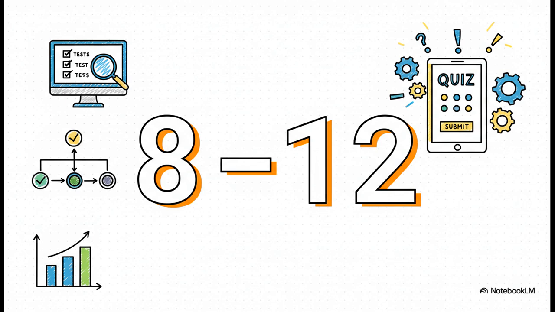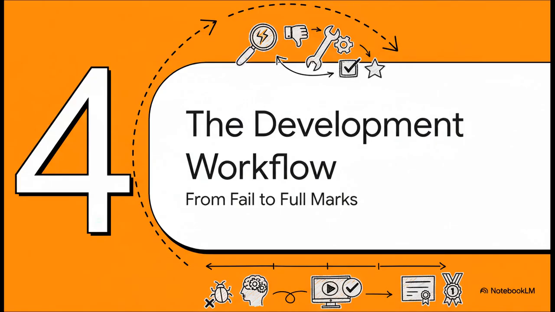Well, a really good rule of thumb is to aim for a minimum of 8 to 12 detailed, specific tests for each and every page. And hey, if a page is really complex, like it has a quiz or a game, you should probably aim for even more. All right, let's tie all of this together now.